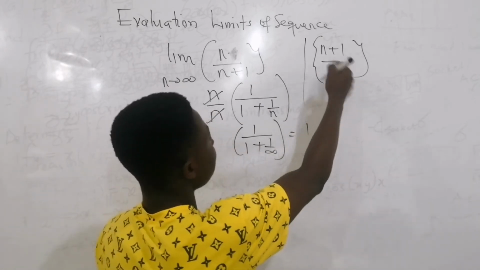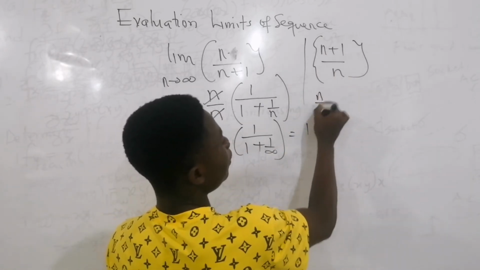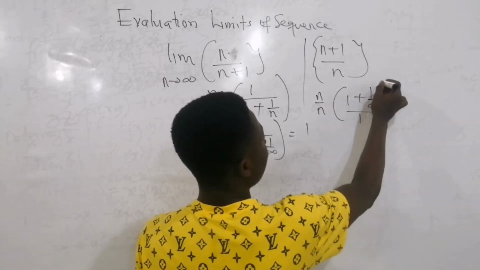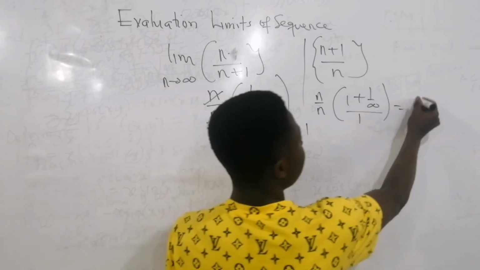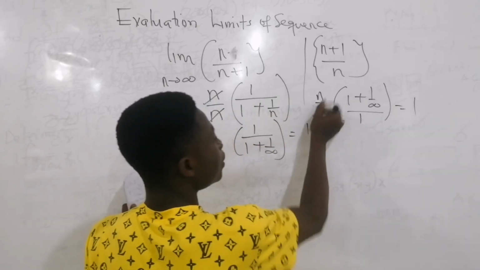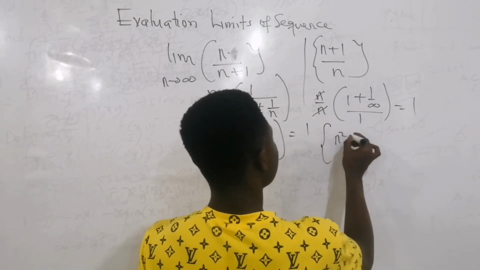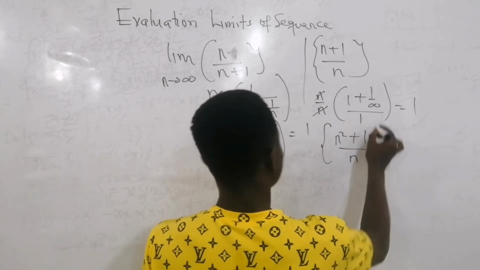Let's factorize it out. So this will be n over n. This will be 1 plus 1 over infinity, and 1 over infinity gives you 0, so the limit is 1. But we talked about another one which has no limit, right? We say that n squared plus 1 all over n has no limit.